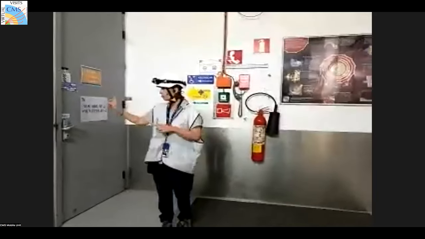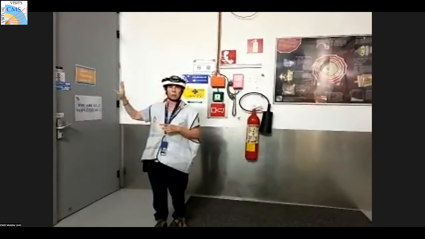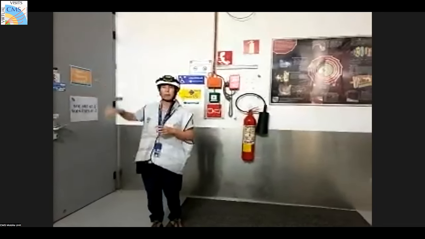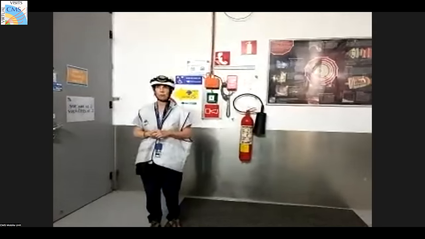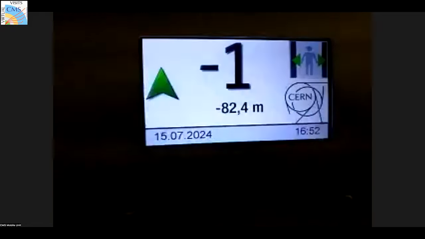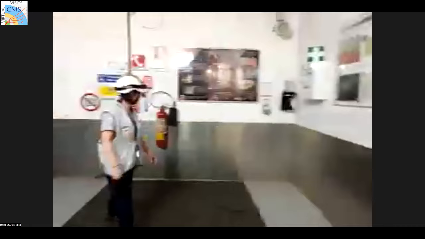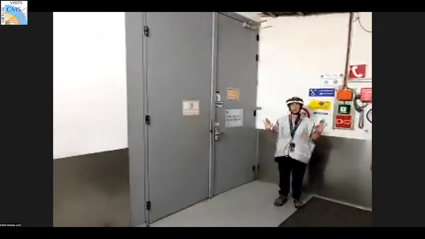Now, I want to show a little bit of the counting room, and then go where we can feel the magnetic field. We are at minus 87.9 meters underground. Here is a safe place in case of an evacuation alarm. We can wait for the elevator before going up.